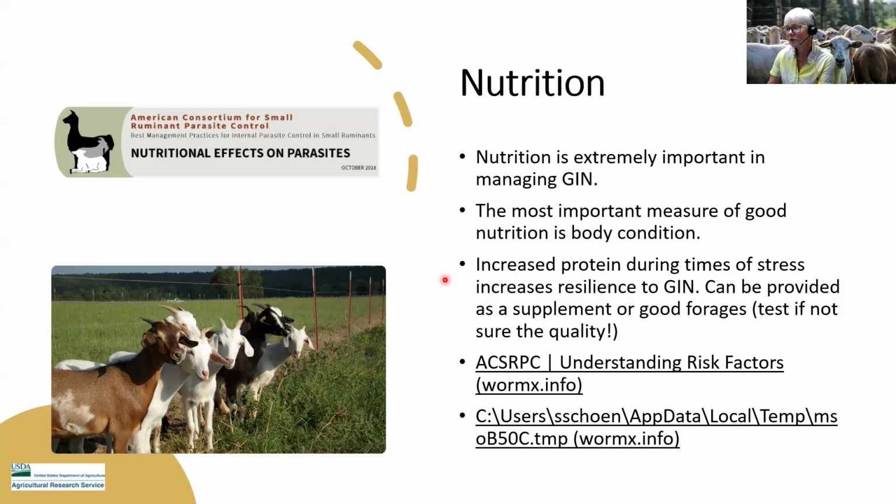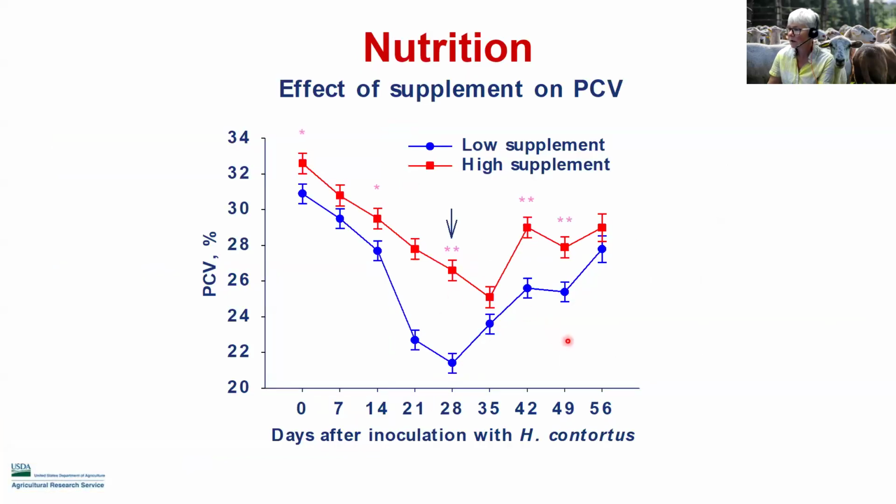If you don't know how to do it, it's one of the most important things as a herdsperson to know. So increased protein during times of stress can increase the resilience to worms. It can be provided as a supplement or a higher protein forage. And if you're not sure, you should do forage testing. And then we've got some fact sheets kind of looking at some of these concepts there.